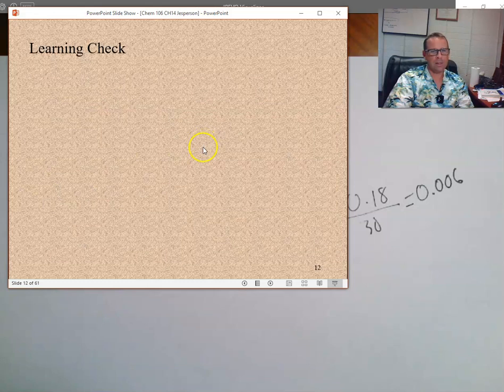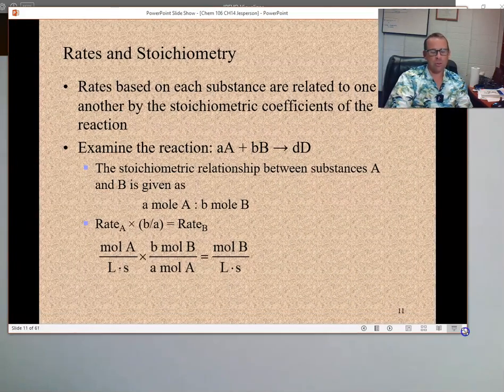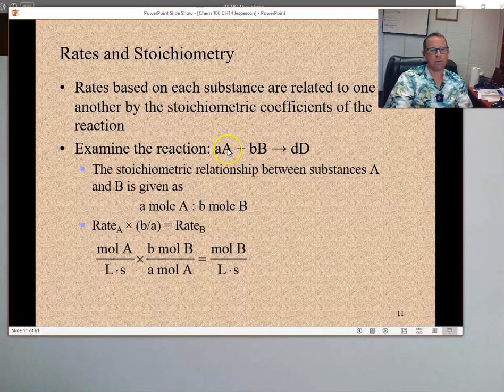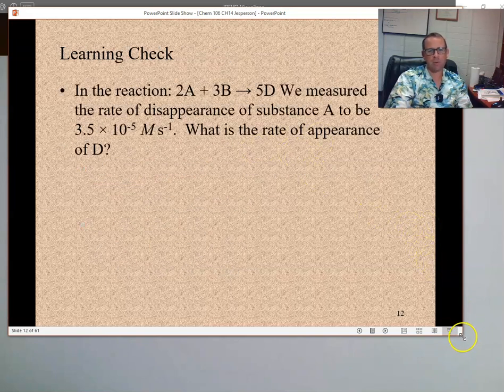Okay. Then, as we mentioned, these reaction rates, the rate at which things change, is stoichiometrically related to the rate of either disappearance or appearance of our other reactants or products. So the rate at which A disappears will relate directly to the rate at which B disappears and directly to the rate at which D disappears by the stoichiometry little a, little b, little d. So we should be able to answer this type of question.